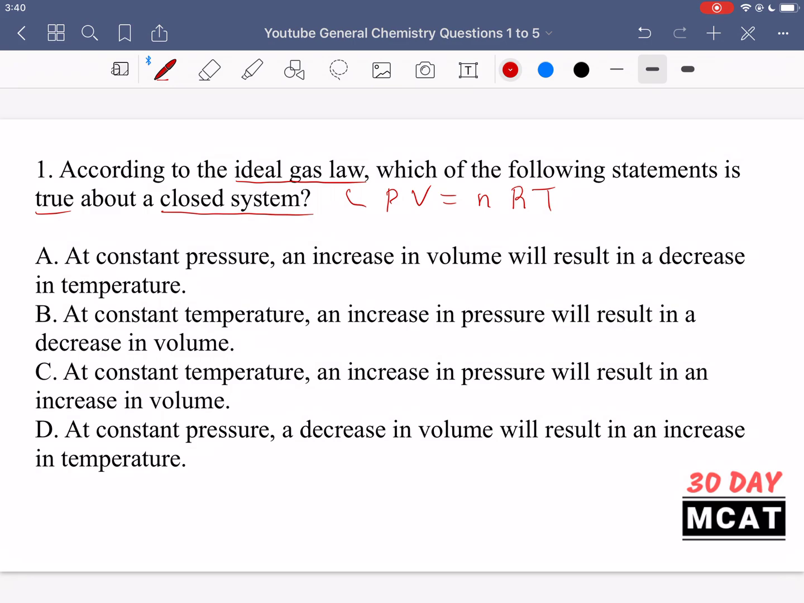So statement A is saying, at a constant pressure, an increase in volume will result in a decrease in temperature. So if we keep pressure the same, and then we increase volume, will we see a decrease in temperature? No, that's not correct, because due to the ideal gas law, volume and temperature are proportional. So we wouldn't see a decrease in temperature, we'd see an increase. So that statement's incorrect. Statement B is saying at a constant temperature, so now temperature is held constant.